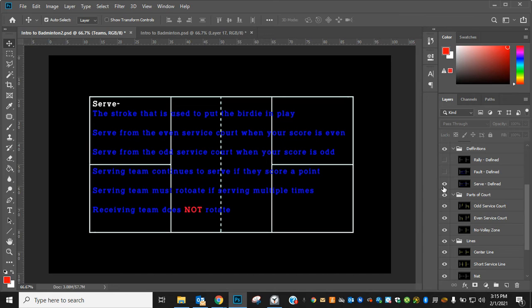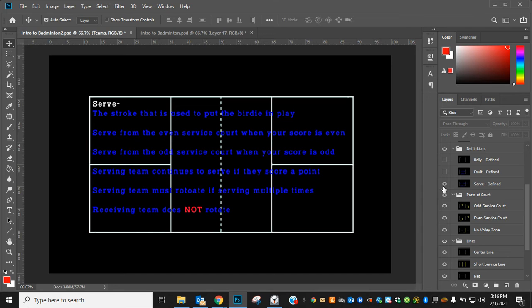The serving team will continue to serve as long as they score points. It is possible that you could serve 2, 3, 4, 5, 6, 7, 8, 9, 10 times in a row. It just depends on how good of a server you are and how talented the team on the other side of the net is. The serving team must rotate between serving courts when you are serving multiple times.